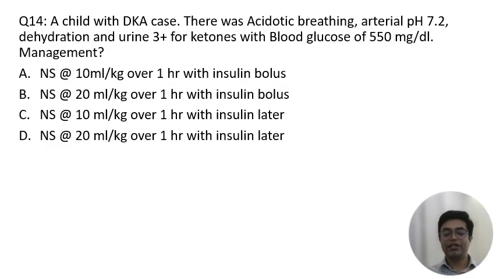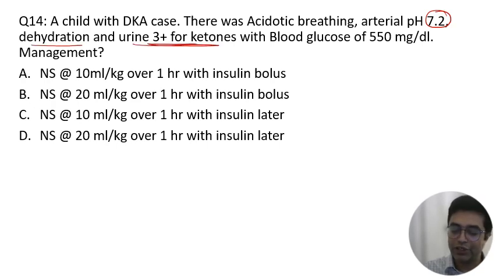Moving to question number 14, difficult one, tricky one, child with DKA case. There is a reason this question has been put, because in October 2022, new refined guidelines for DKA in children have been released. So there was a child with DKA, what I have been told, there was acidotic breathing in the child, arterial pH was 7.2, dehydration and urine 3+ for ketone with very high blood glucose 550 milligram per deciliter.